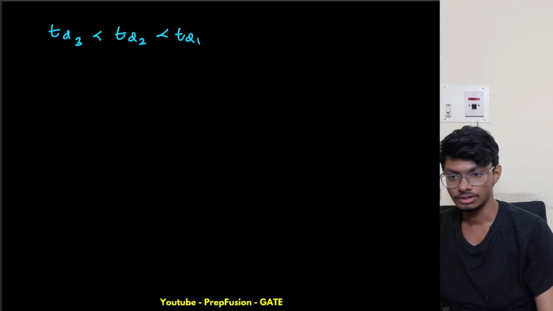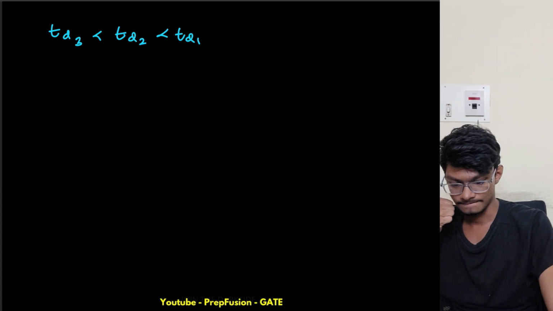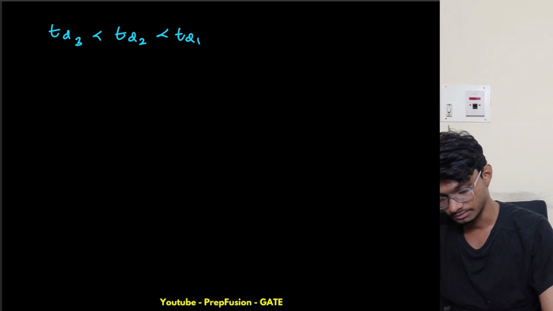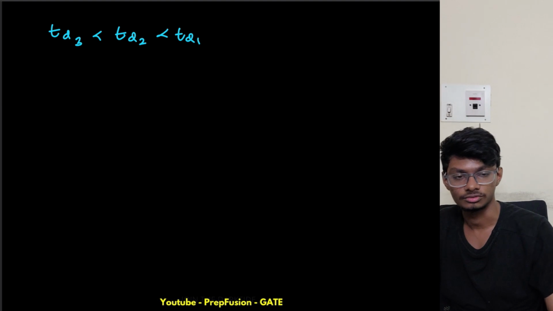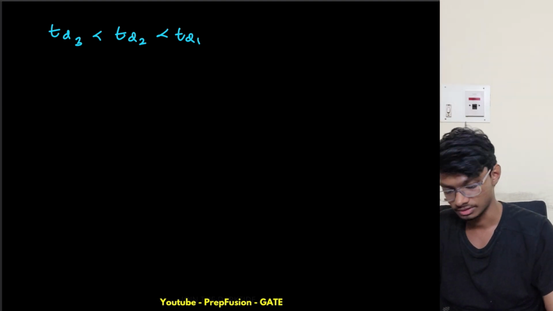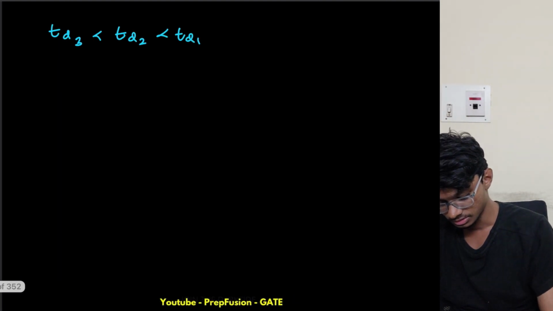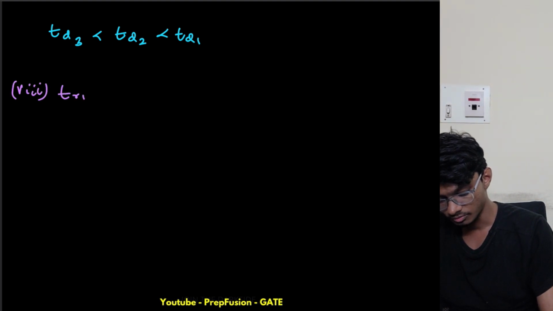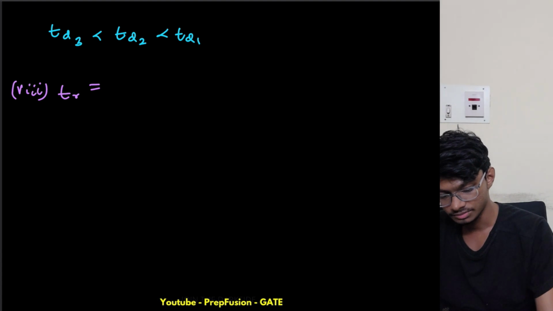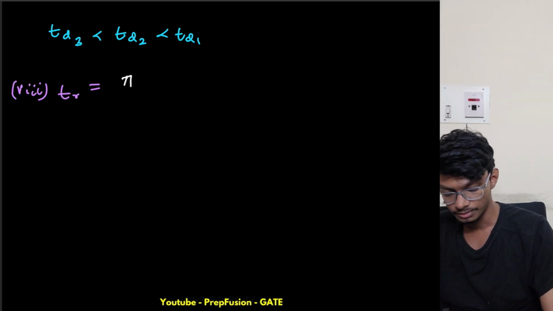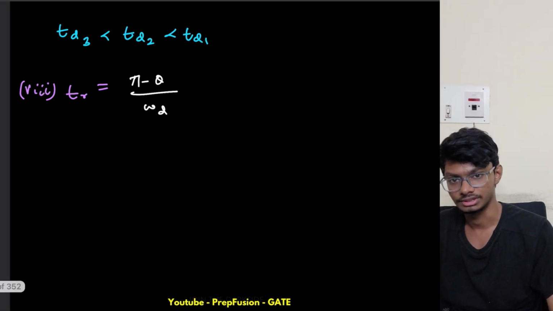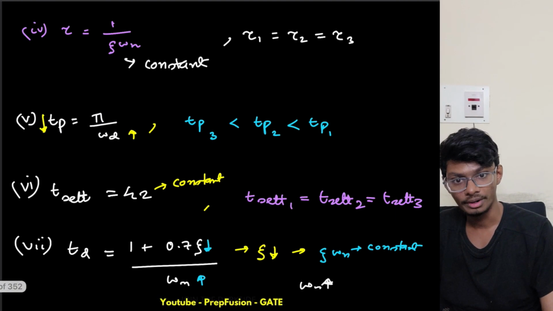Now let's solve for the rise time. Rise time, what parameter is this? This is the 8th parameter, right? Rise time. So what is the formula of rise time? TR was simply pi minus theta by omega d. I hope you remember. Now what is happening to my theta? Theta is increasing, omega d is also increasing.